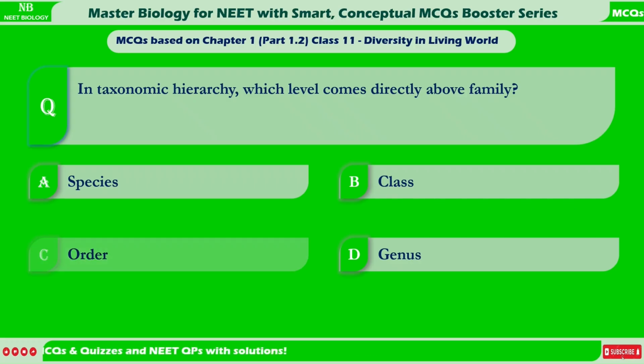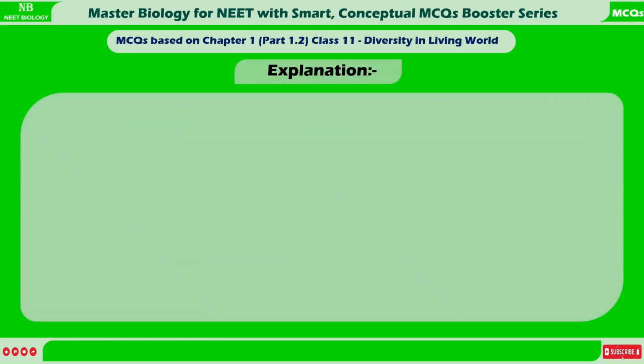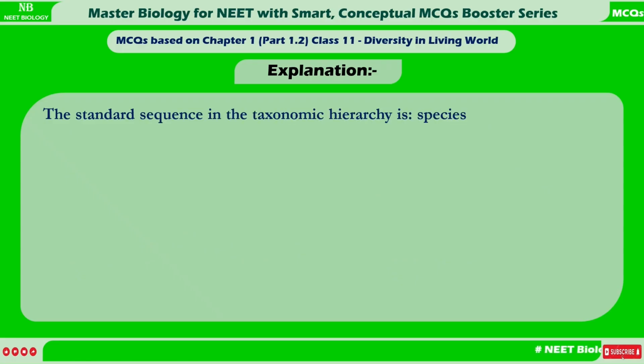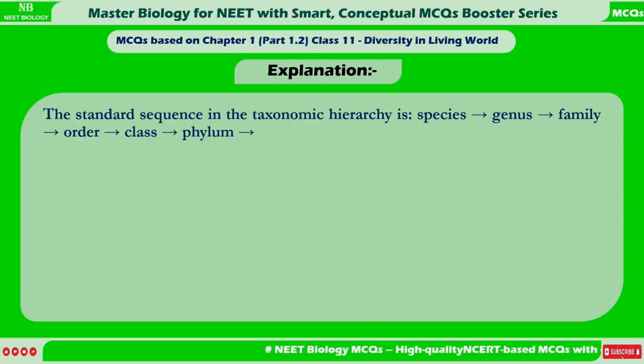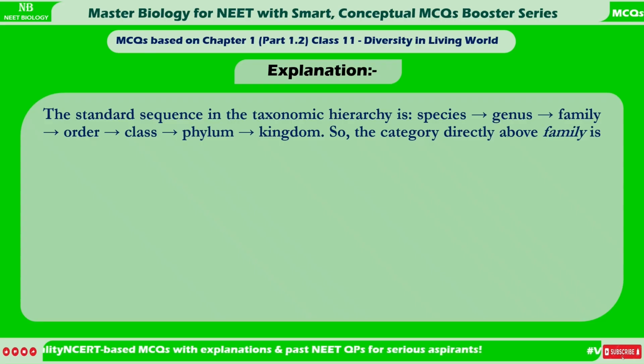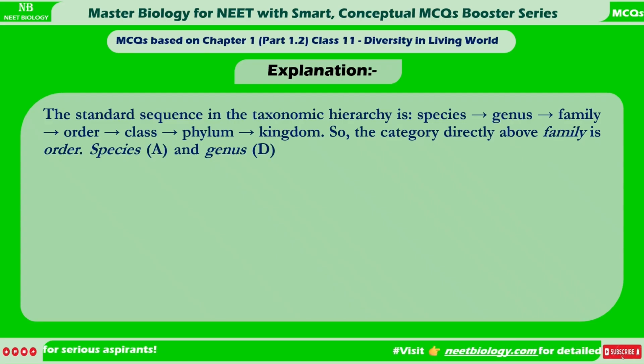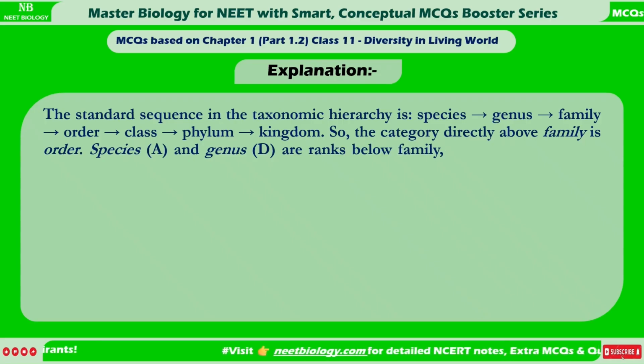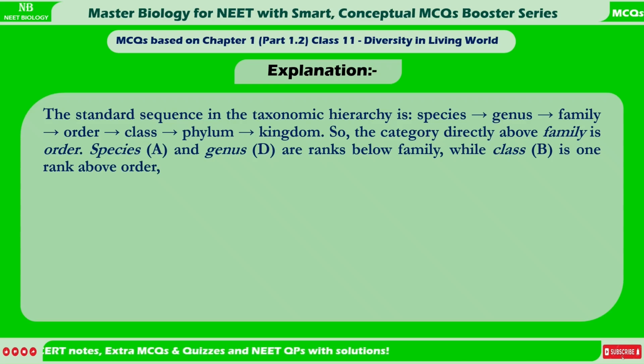Correct answer is C. Order. Explanation: The standard sequence in the taxonomic hierarchy is species, genus, family, order, class, phylum, kingdom. So, the category directly above family is order. Species, A, and genus, D, are ranks below family, while class, B, is 1 rank above order, making them all incorrect in this context.